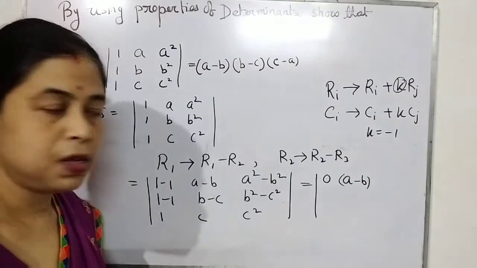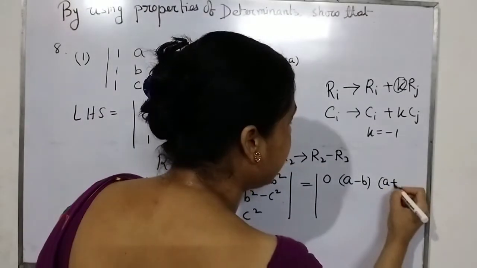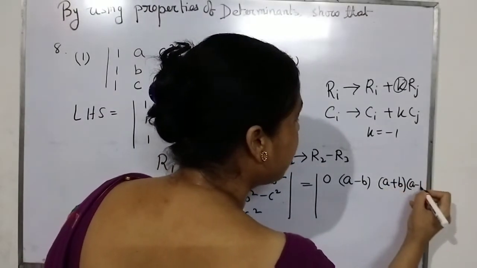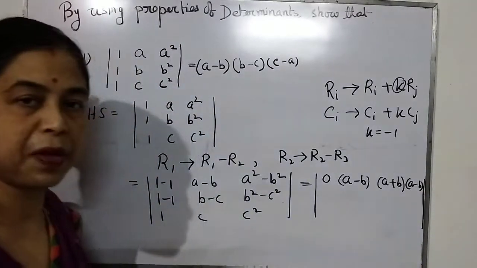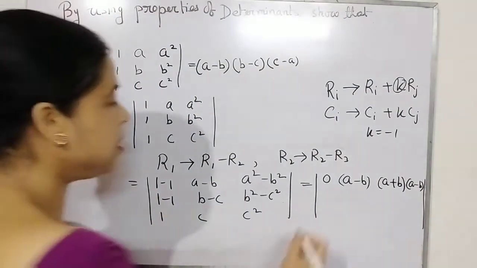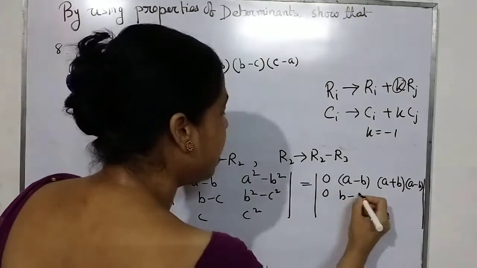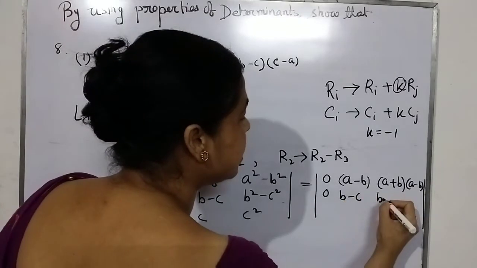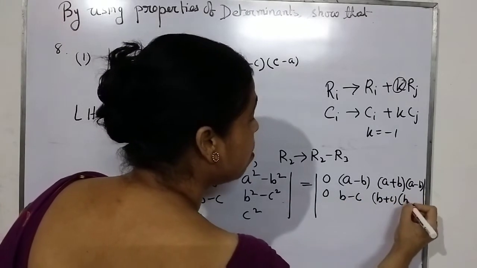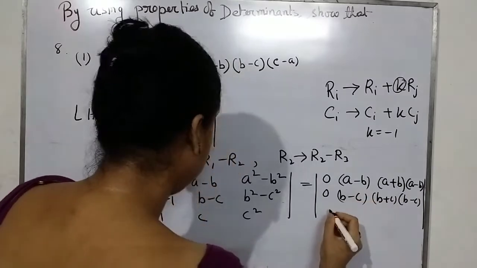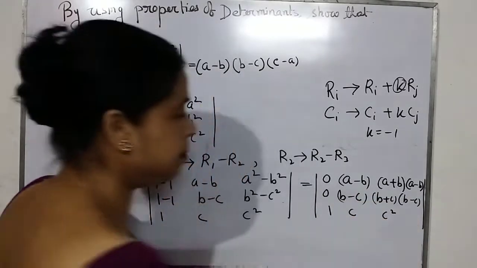You can apply the formula. So what is the value we will have? It is A plus B into A minus B. This is the property we can apply. Then here it will be 0. This is B minus C. Again, B square minus C square can be written as B plus C into B minus C. Okay, keep the third row as it is.